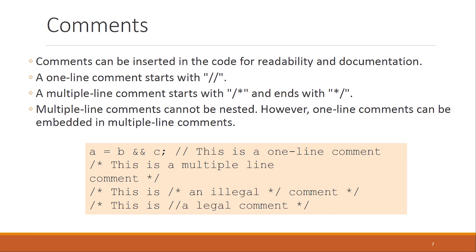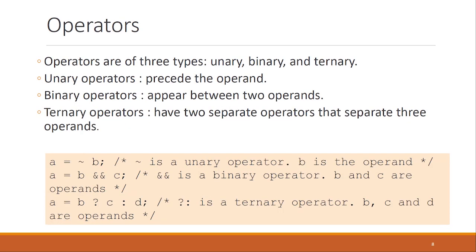Here there are a couple of examples given for comments that can be used in Verilog. The first one is about a single line comment, and the next example is about a multiple line comment, and there's an example for an illegal comment, and the fourth one is about embedding a single line comment inside a multiple line comment, which is valid. That's about comments, and now we can look into the operators that can be used in Verilog.